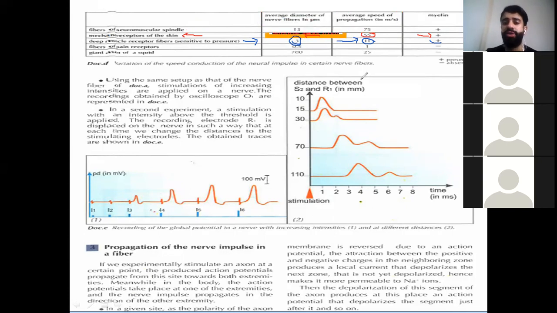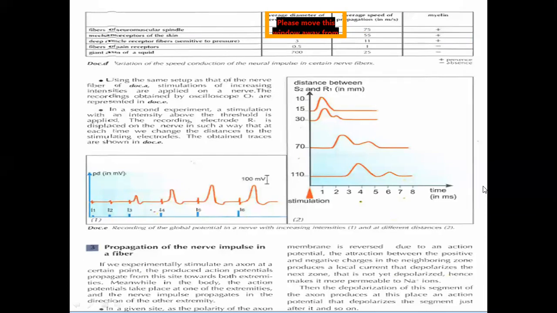Let's move now to the fourth one, which is talking about the fibers of pain receptors. Let's move to Rama. What do you think? Fibers of the pain receptors, which is this one. What can you think about this, Rama?